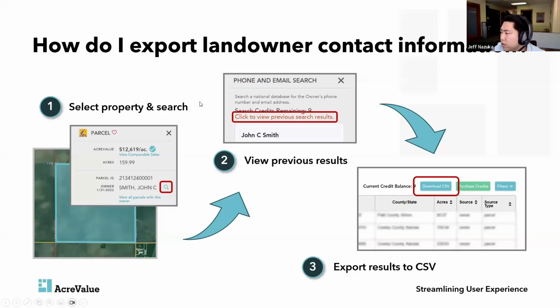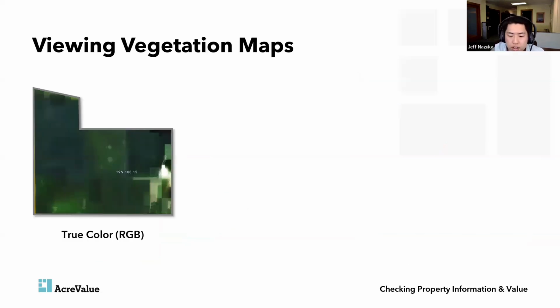So let's flip back over here. And the next feature that we want to talk about after the landowner contact information is regarding some of the newest data that's here that'll help drive decisions when it comes to either buying, selling, potentially, or helping a client buy or sell land. So let's talk about checking that property information.